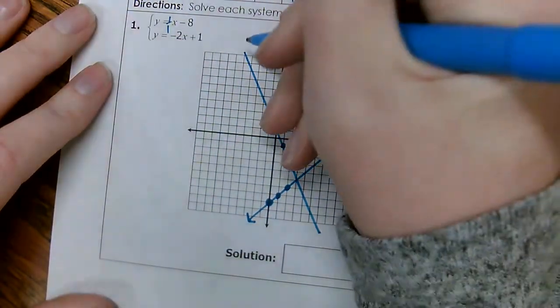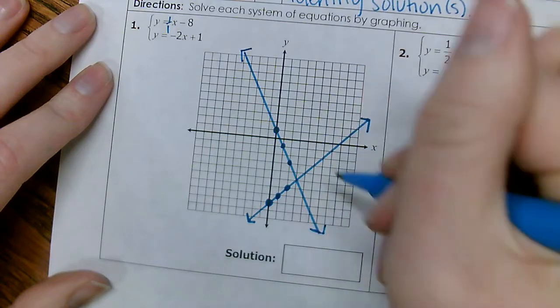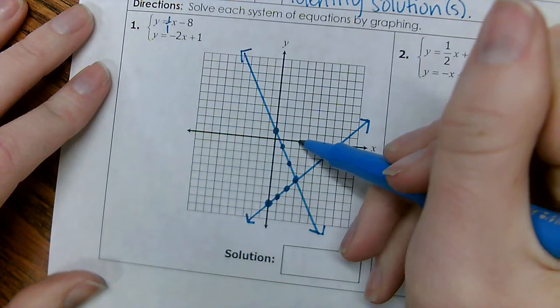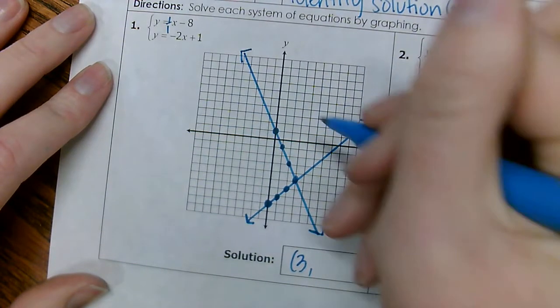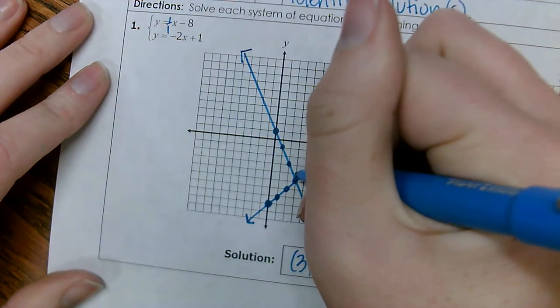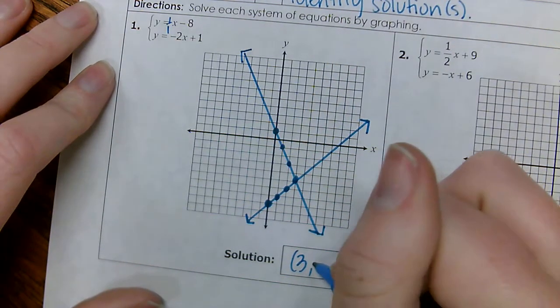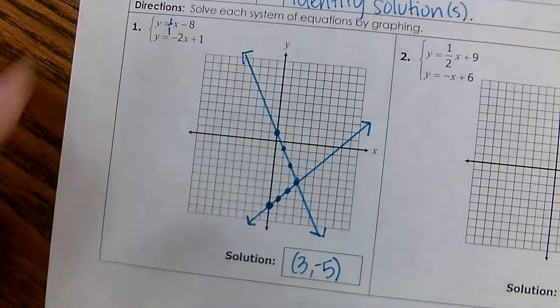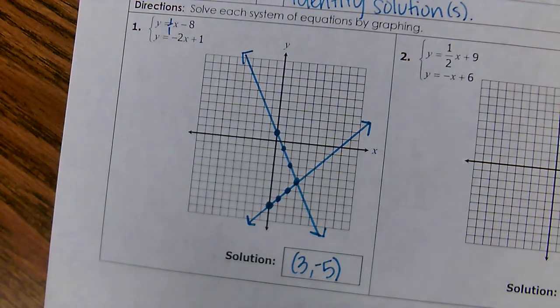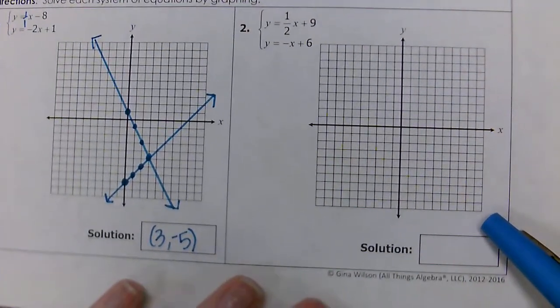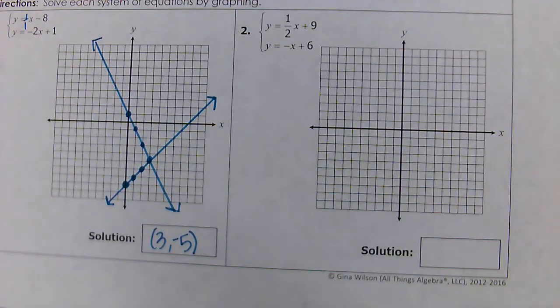And I see that these two lines, this system, intersects right here at positive 3, negative 5. So this is a one solution system. So pause the video, try number 2, and then restart the video so that you can check your answer.